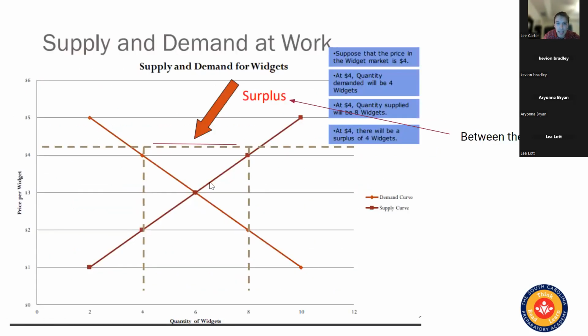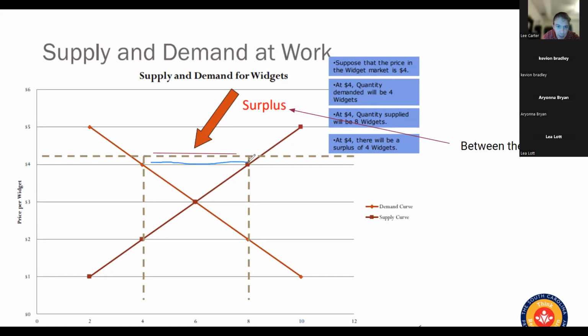Okay. So the idea here, the surplus, okay, is the part that's between the two dots. So right here, at $4 on this certain thing that's being sold, the amount that is demanded, the quantity demanded, is only 4. You notice that right there. It's at 4. Okay. But the amount being supplied is going to be 8 at that price. So there is a surplus of 4. Why?